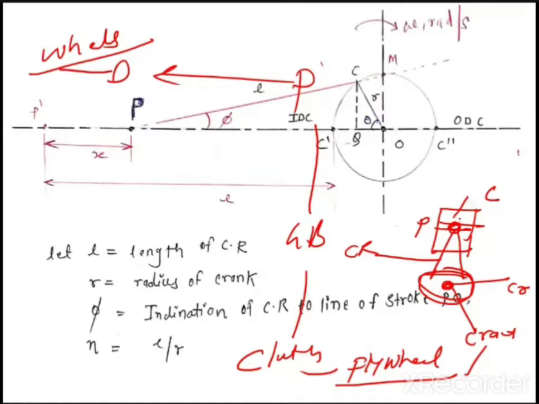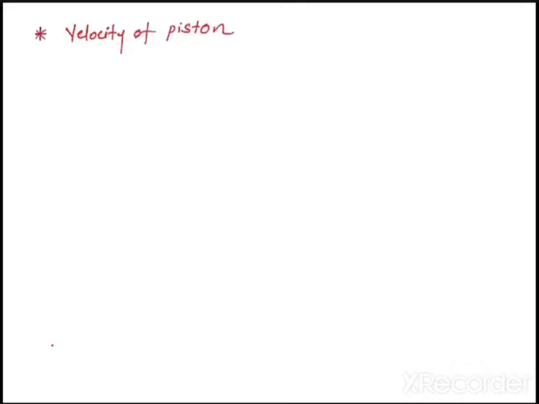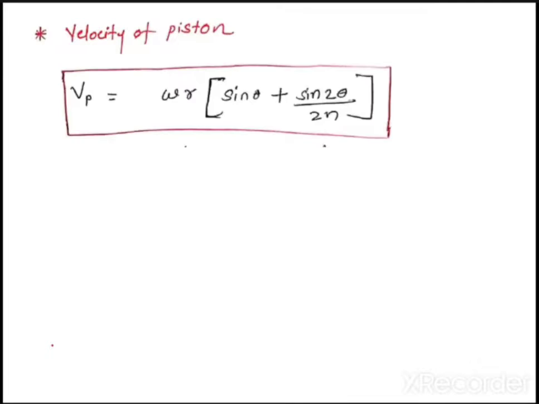IC engine, connecting rod, piston, crank, crankshaft, flywheel, clutch, gearbox. Gearbox, again there are universal joints also. Propeller shaft is there, differential is there, differential shaft is there, bevel pinion. So it comes under the powertrain, right? You will understand later on. Okay, so let us now, I am not interested in that here. So let us understand the velocity of piston.